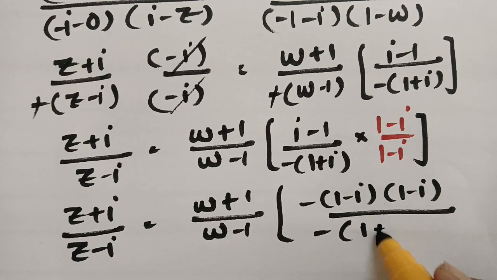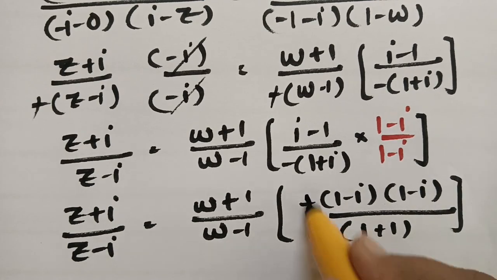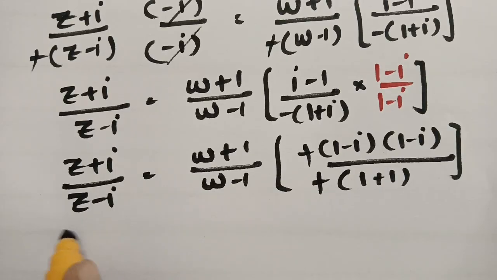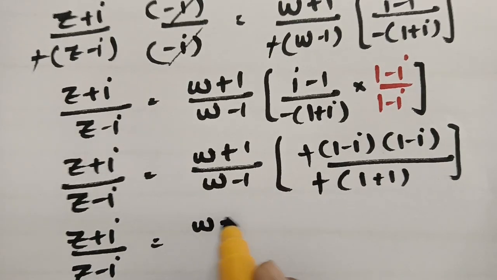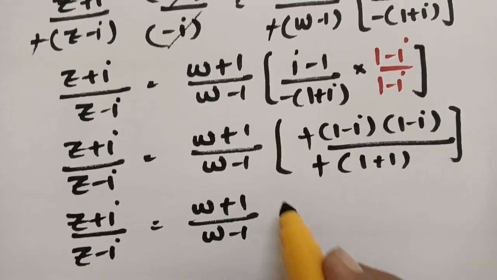Minus b square is minus i square. This value is plus 1. So I can cancel these two and solve. So this will be (z plus i) by (z minus i). So this is w plus 1. This is w minus 1.